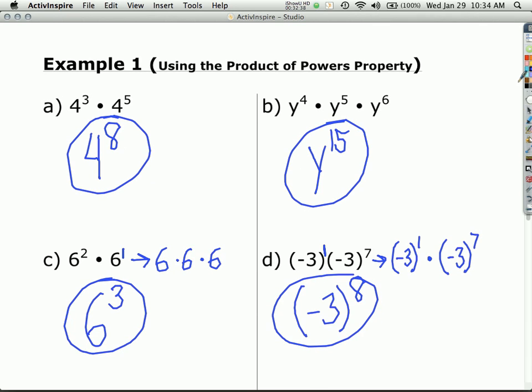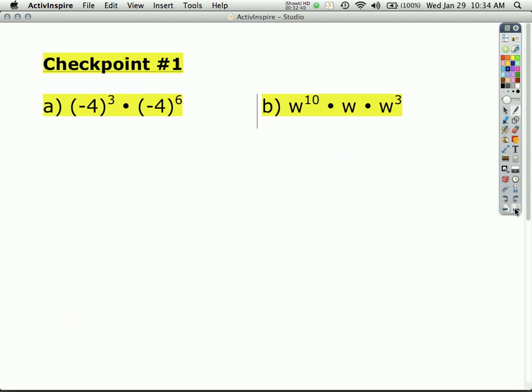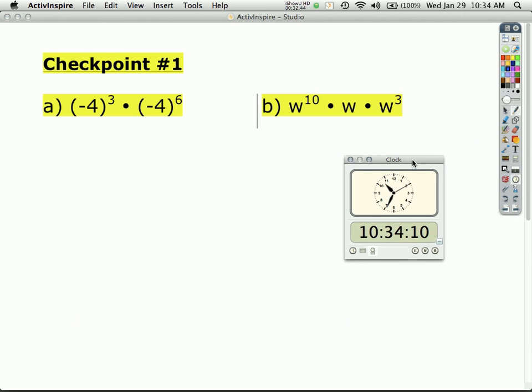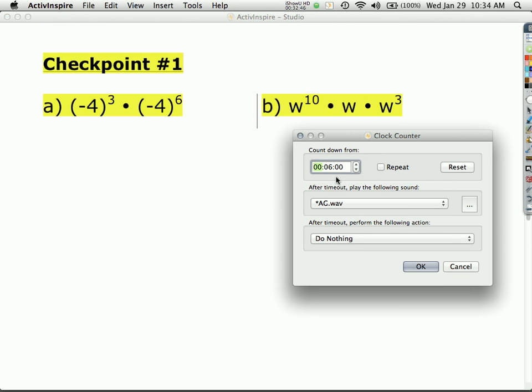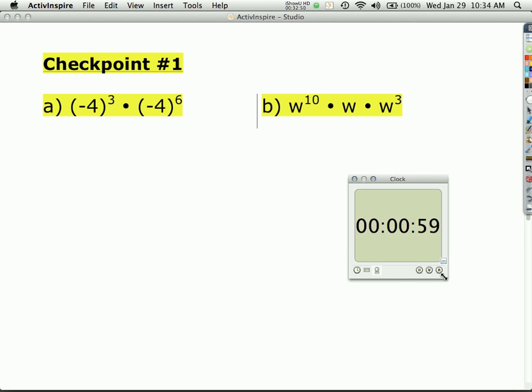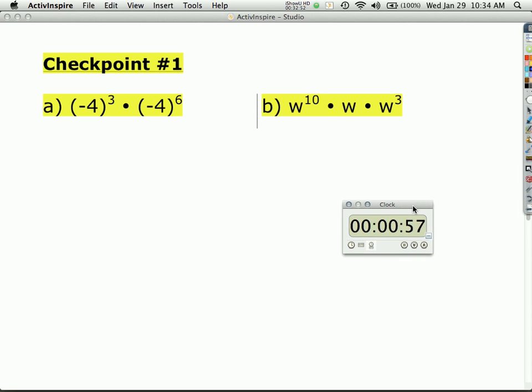Okay, let's see how we do on our own with the first building block. You got 2 questions, you got 1 minute. Remember, with checkpoints, you do not have to copy the question, you just need to find the solution or the simplified version, whatever.